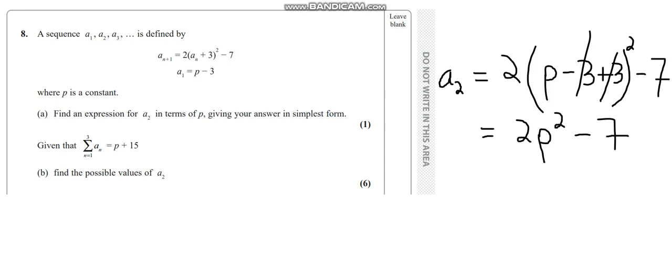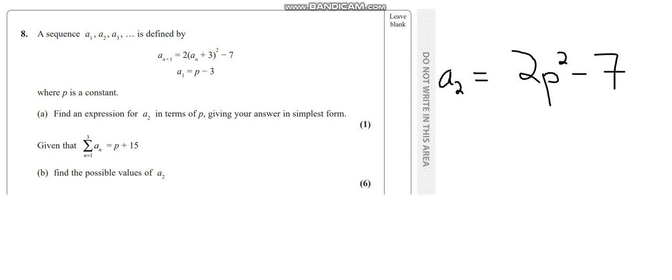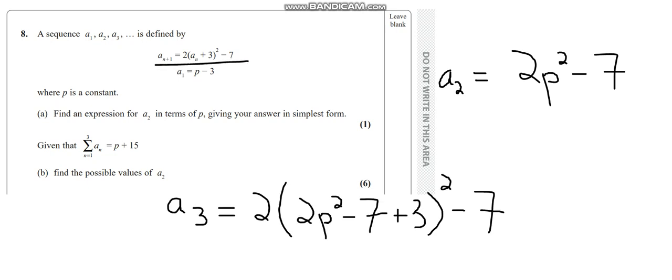Given that the sum from 1 to 3 of a(n) is equal to p + 15, find the possible values of p. To solve this question, we have to find the a3 value, or the third value of a, by plugging a2 into the original expression that was given. There you go, I've plugged in this second value of a into the original expression, and we have got 2 into (2p² − 7 + 3) whole squared minus 7.